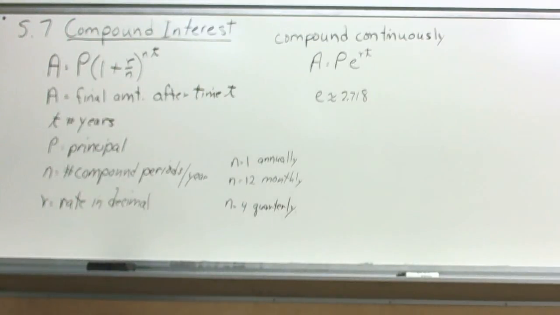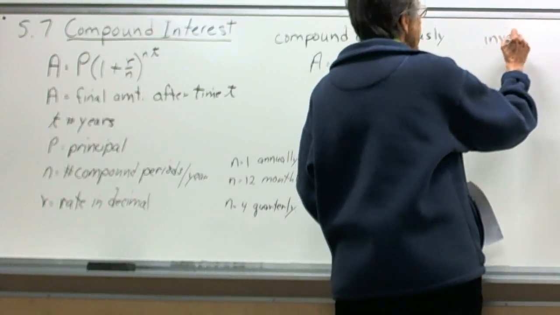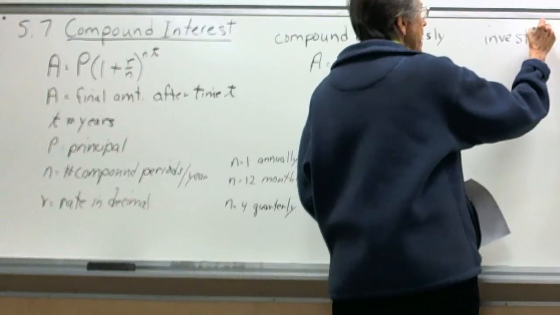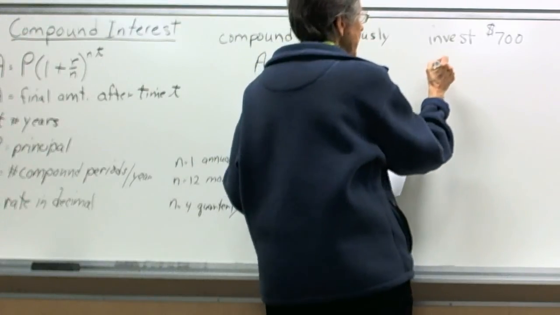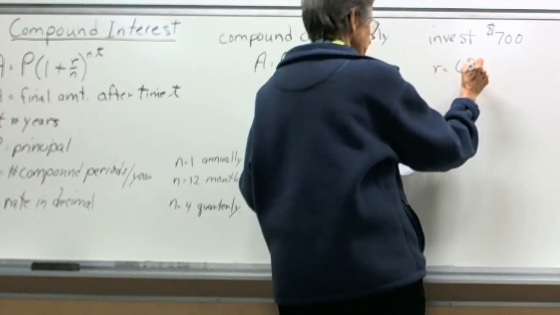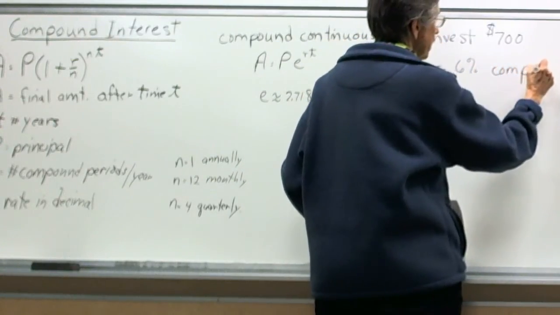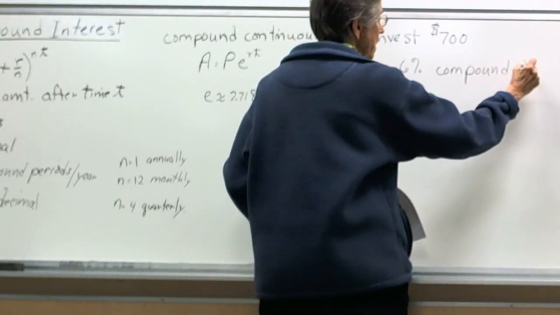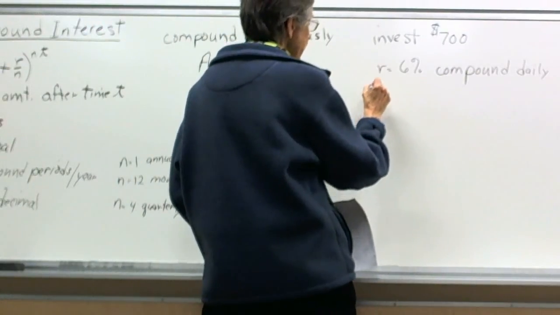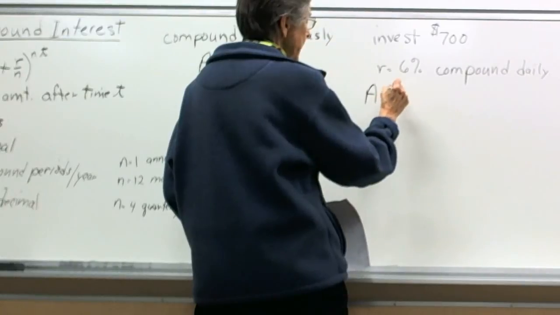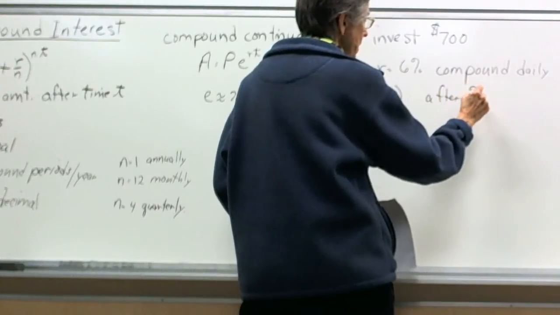Okay, so let's do an example where we're going to invest $700. That's going to be our principal, and we're going to invest it at a rate of 6%, compounded daily. And we want to know how much we will have at the end of 2 years. So we want to find A of 2, after 2 years.